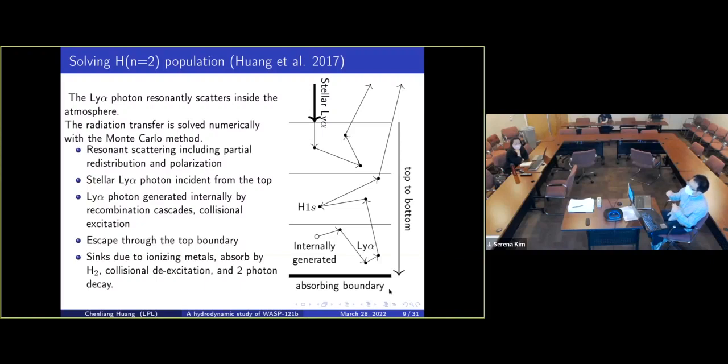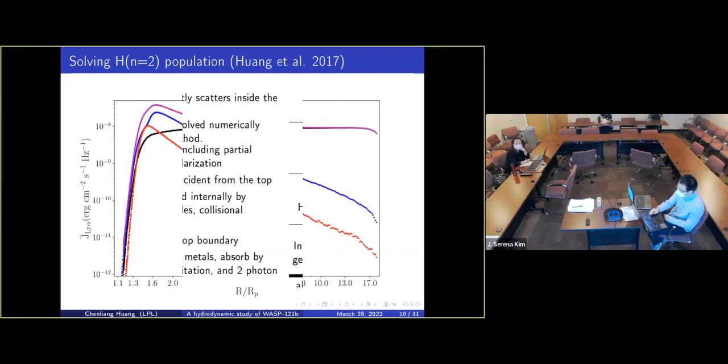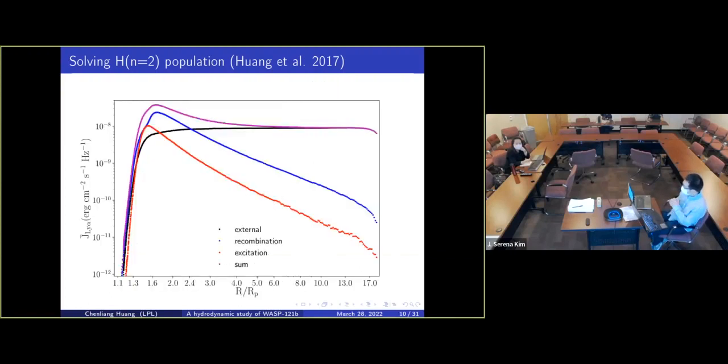Before the excited state hydrogen emits another Lyman alpha, it may collide with an electron and transfer the energy to the electron. That's the collisional de-excitation. It's also a heating mechanism for the atmosphere. The excited state hydrogen can also go through a two-photon decay to destroy this Lyman alpha and break the scattering channel. So with this Monte Carlo, we can model the Lyman alpha intensity.